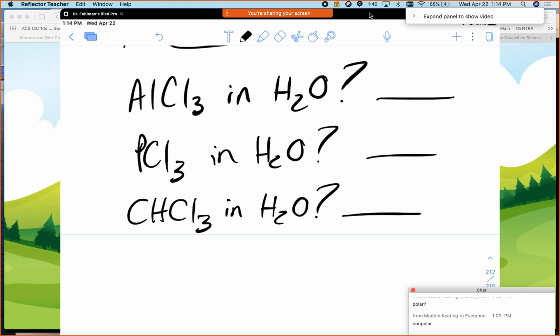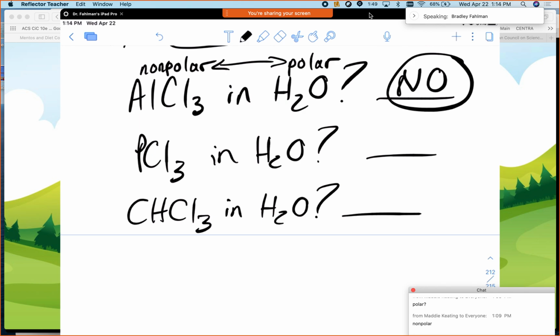So we said that aluminum chloride was nonpolar and water is polar. So that's an example, remember, of like dissolves like. They don't match each other, so that means no. It's not going to be soluble. We say generally that it's soluble if you have a gas or solid that's dissolving in a liquid, which is most common.